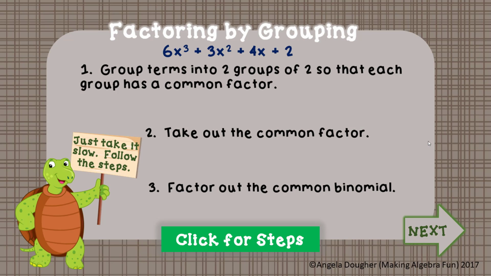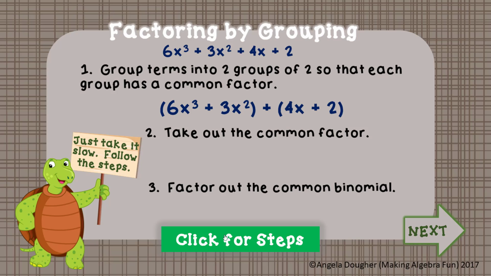We're going to group terms into two groups of two so that each group has a common factor. And then we're going to take out the common factor and factor out the common binomial. With this, we've got the problem of 6x to the third plus 3x squared plus 4x plus 2. So let's break it into two groups. So we've got it in two groups there.